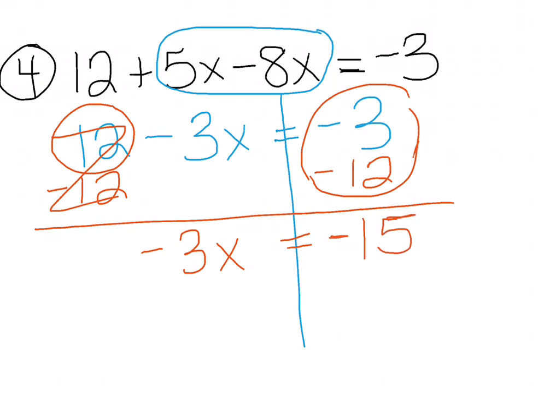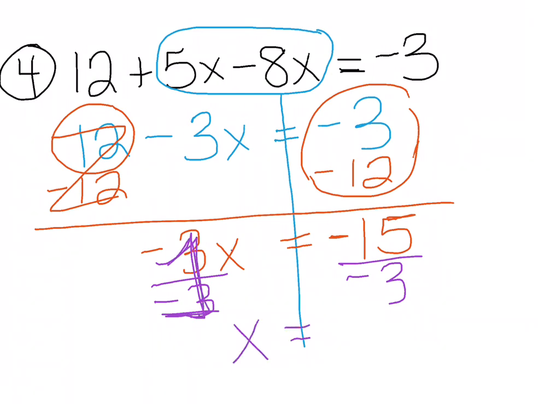Okay, so now we need to get rid of the negative 3. So I'm going to divide both sides by negative 3, because the opposite of multiplying is dividing. Negative 3 divided by negative 3 is 1, so that's why 1 times x is x, so you're left with just x. And negative 15 divided by a negative 3 is going to be a positive 5. So you get the answer of x equals 5.